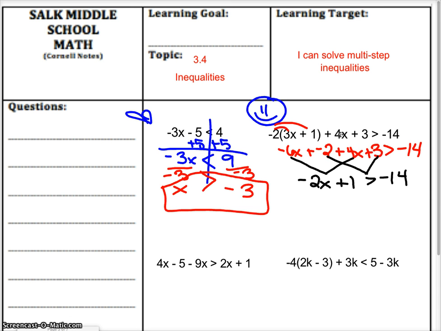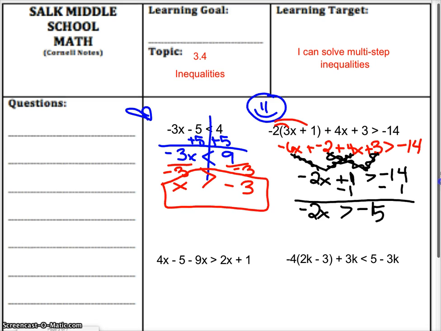Okay? So be very careful for combining like terms. So negative 6x and 4x, that's this line here that I'm scribbling, that's negative 2x. Negative 2 and a positive 3 is 1. That's where those numbers came from. Now I can subtract 1, subtract 1. Negative 2x is bigger than negative 15. Did you get 15? Yeah. Good. Darn negatives. You gotta flip it.